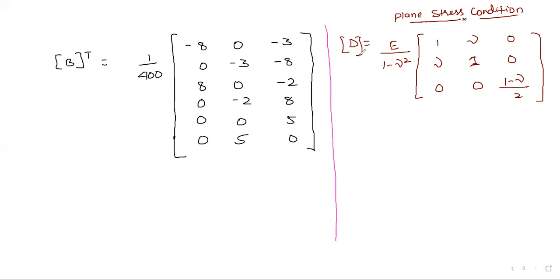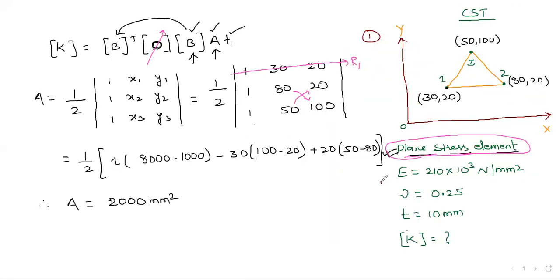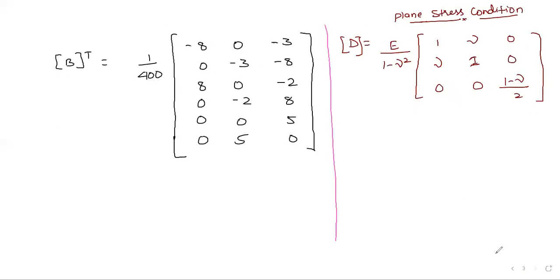This is the D matrix. What we need to do is put the values of E and nu here, because these will be given. See here, the E value is given, the nu value is given. As soon as you put these values, you are going to get this D matrix. So I am directly writing this D matrix.